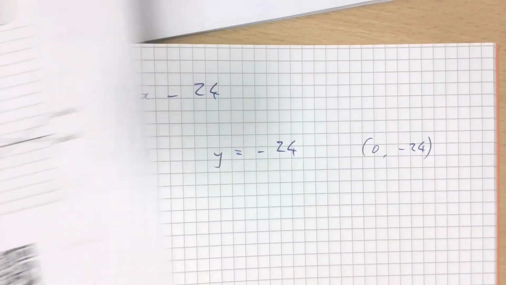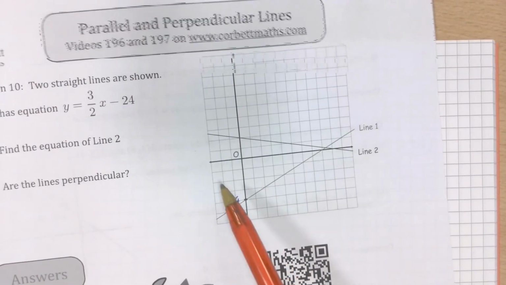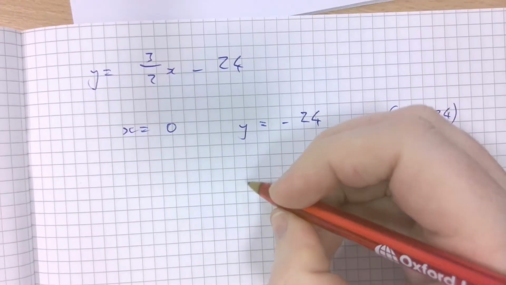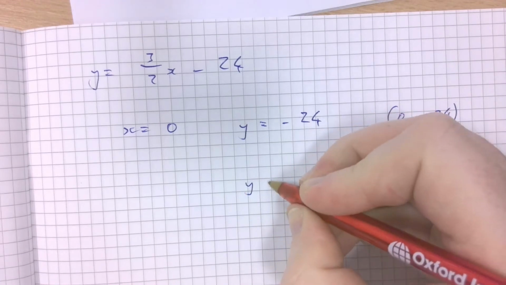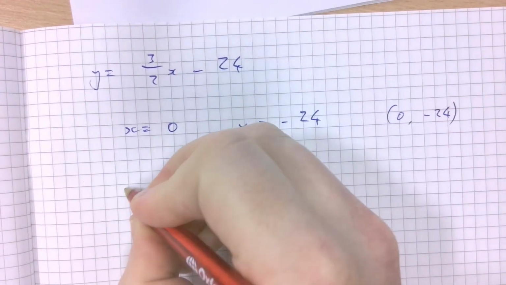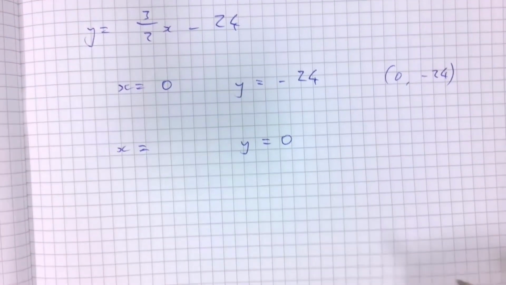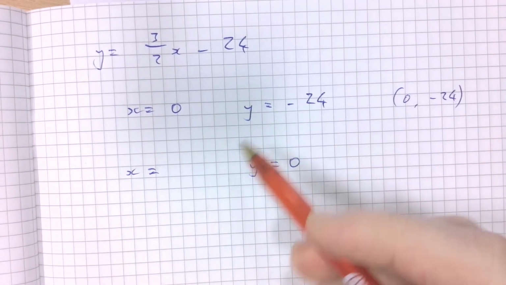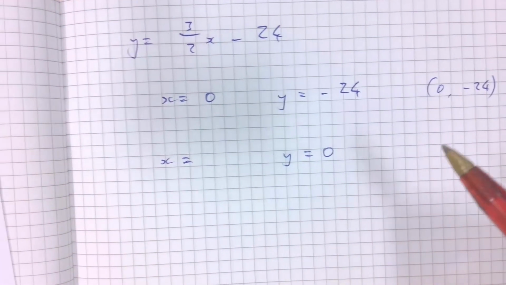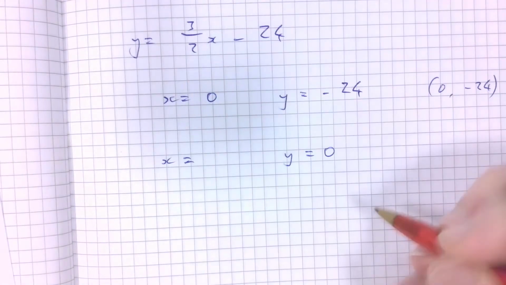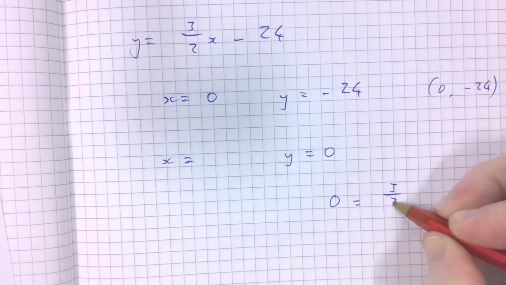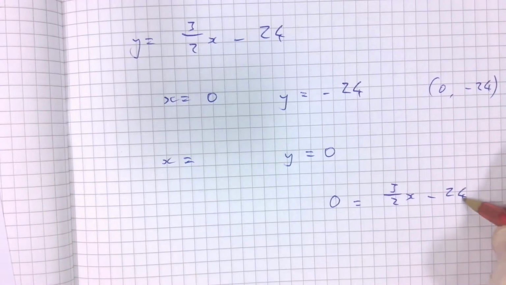Okay? We're going to do a very similar thing to find the x-intercept, except we're going to do the opposite. We'll say, if y equals 0, what's x? Well, let's replace this in. It's going to be a bit more complicated this time around because it doesn't immediately give you x on its own. Replacing y with 0 will give you 0 equals 3 over 2x minus 24.